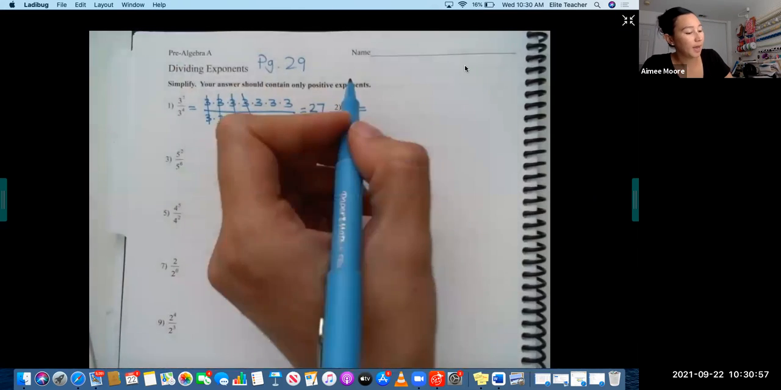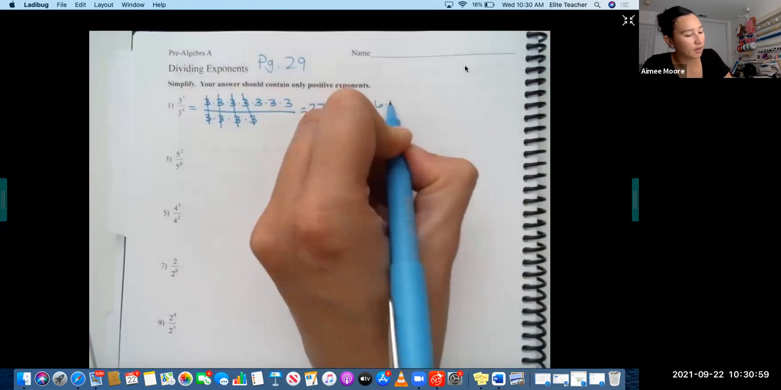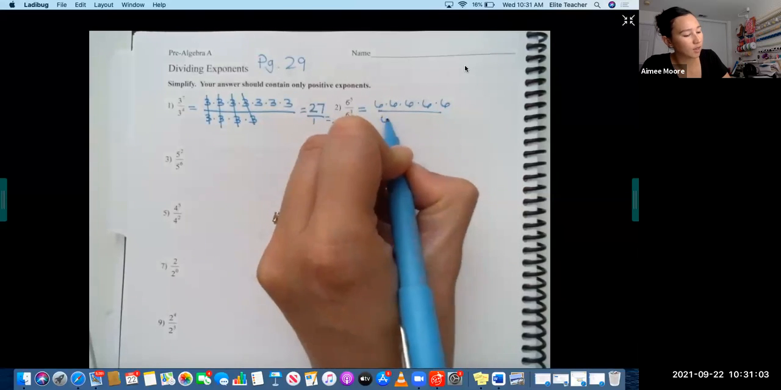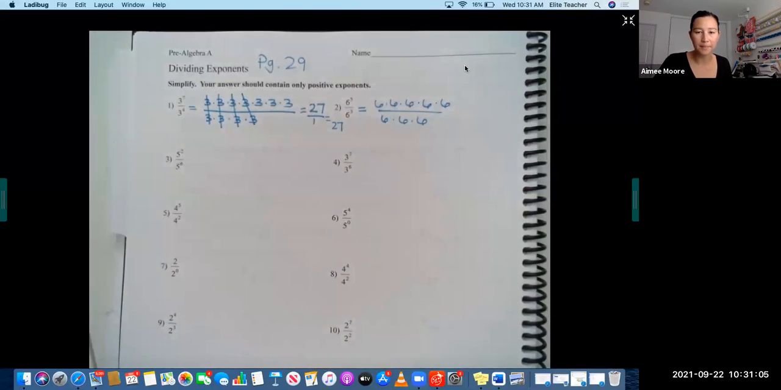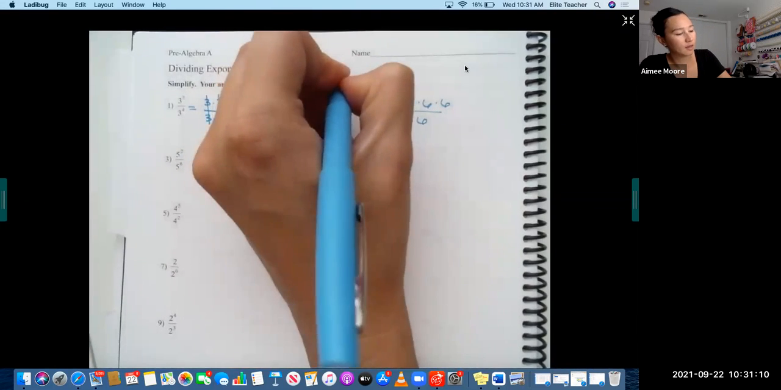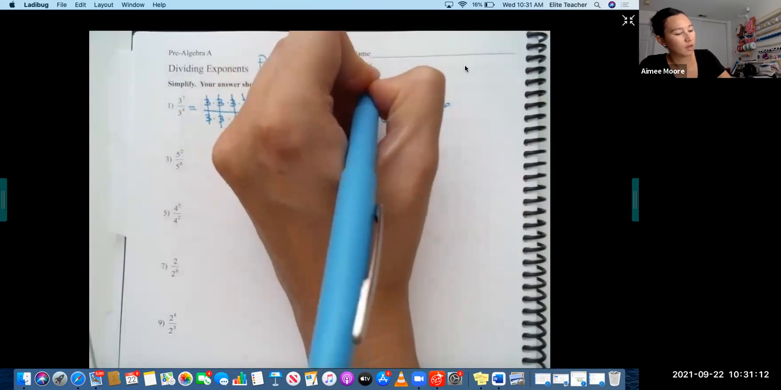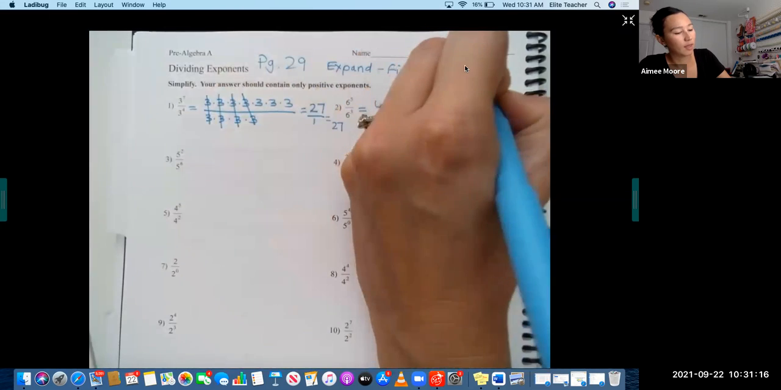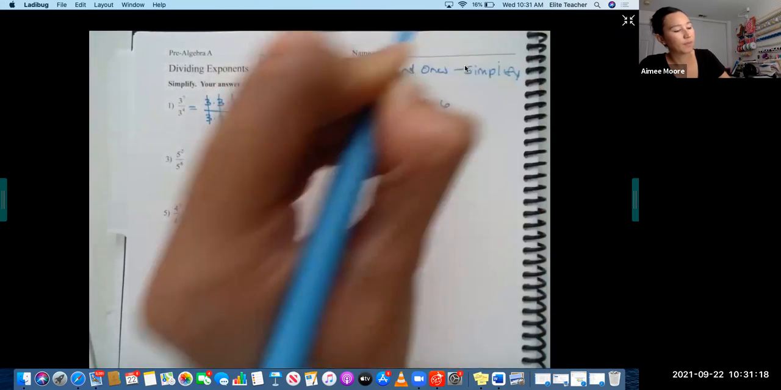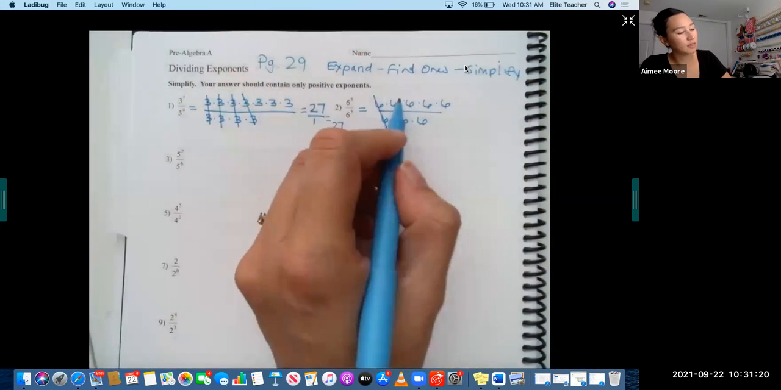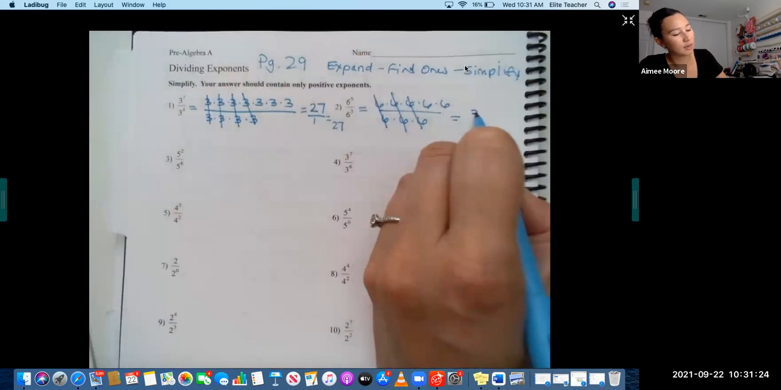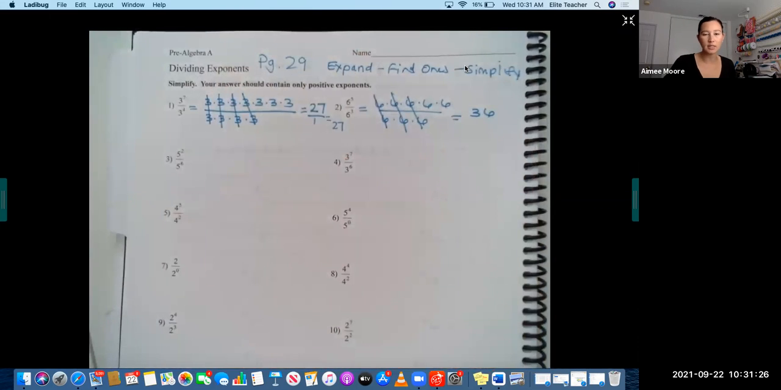For number 2, we have 6 to the 5th, 1, 2, 3, 4, 5 6s divided by 6 to the 3rd, 1, 2, 3. So we expand. Then we find ones. And then we simplify. So expanded, now find ones. Cross those off, and we are left with 6 times 6, which is 36.